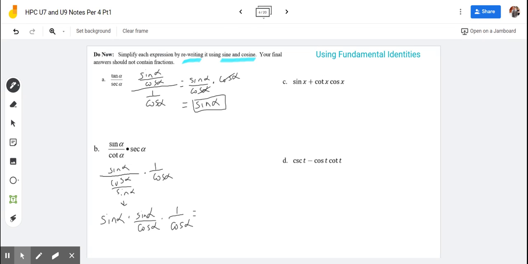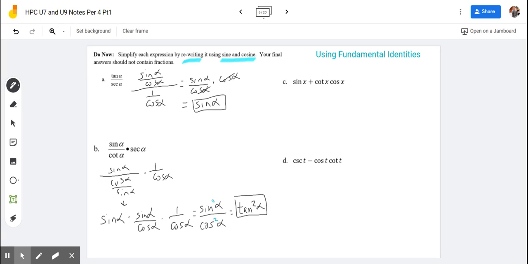So this eventually simplifies here to sine squared, because we can multiply sine times sine to give you sine squared, over, and then we're multiplying cosine times cosine, so we're going to have cosine squared. So we're not supposed to have fractions in our final answer, but sine squared over cosine squared, that's just tangent squared. Okay, so your final answer here, without any fractions, is just tangent squared.